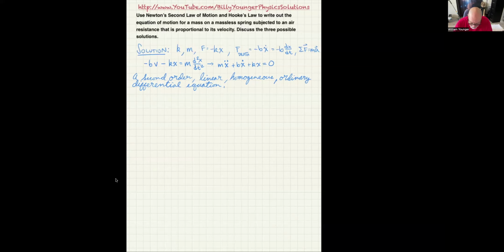It's ordinary because these derivatives are not partial derivatives, and it's homogeneous because on the other side is 0. If instead we had some function on the right-hand side that couldn't be brought back as coefficients of x, x dot, or x double dot, then we would have a non-homogeneous differential equation because of the term that could go on the other side.